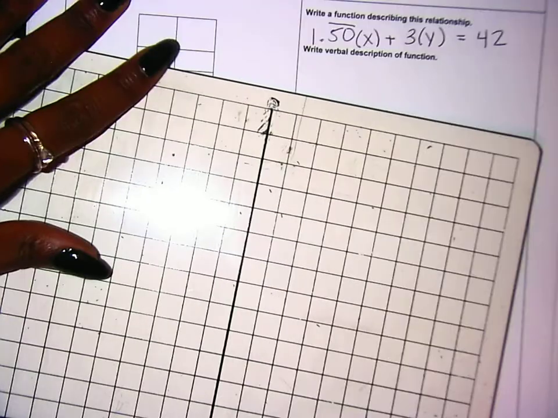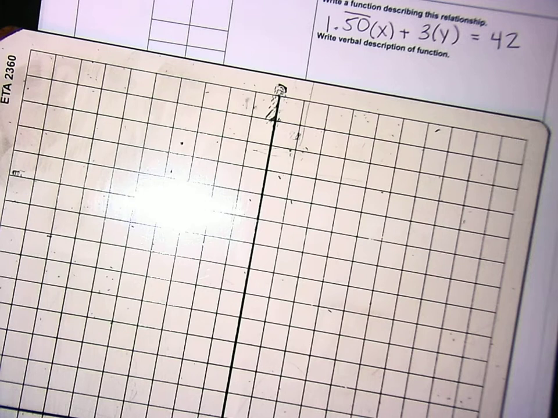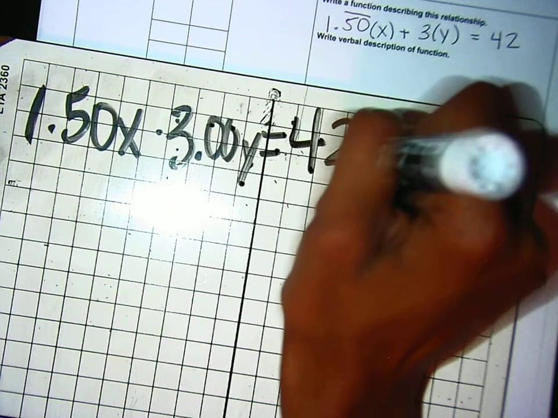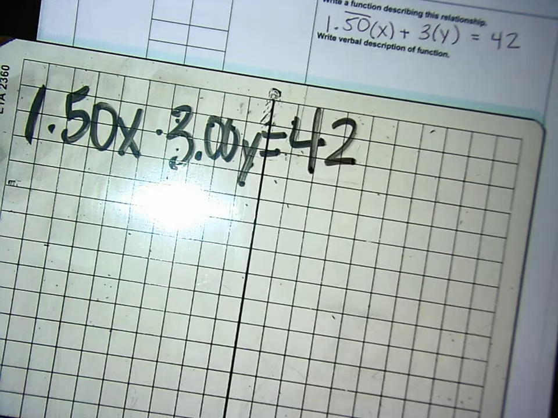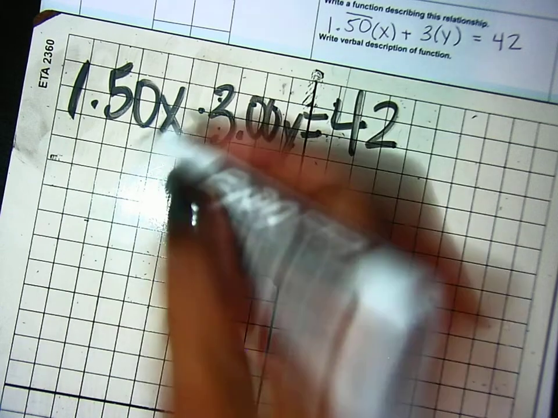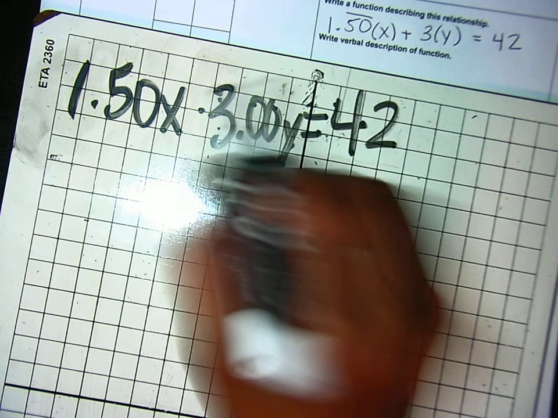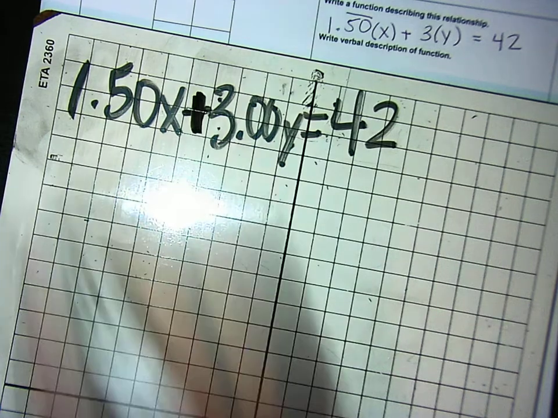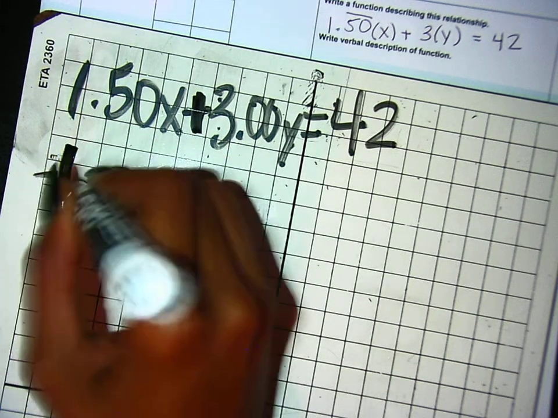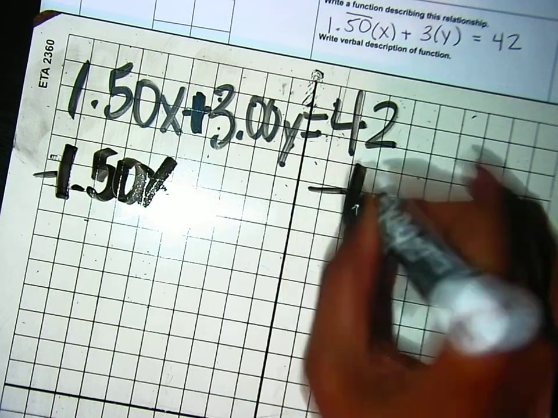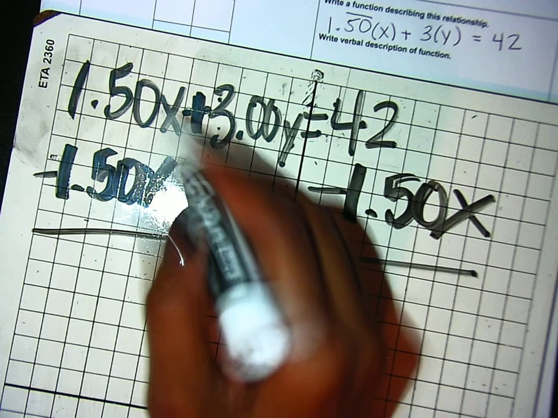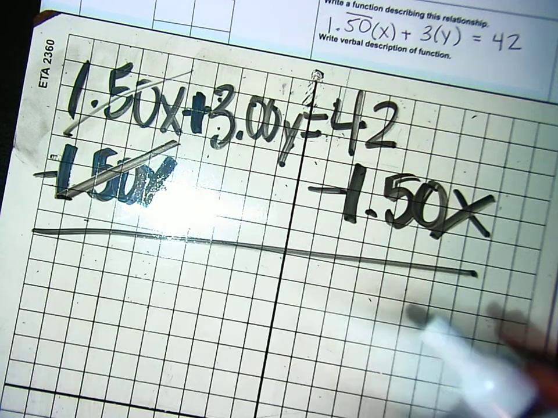The only kind of hard work we have to do now is, because we can't necessarily graph this in the calculator yet, we have to solve it. We have to get Y by itself. So to solve this equation, to get Y by itself, that should be a plus sign. I have to get rid of this 1.50x, so I'm going to subtract 1.50x from both sides. 1.50x minus 1.50x cancels out.